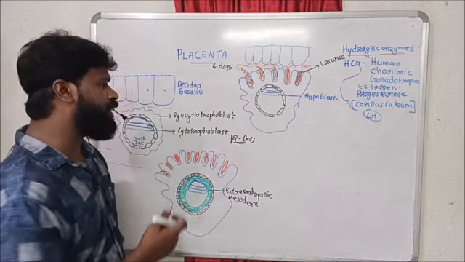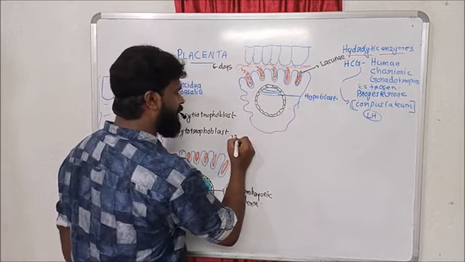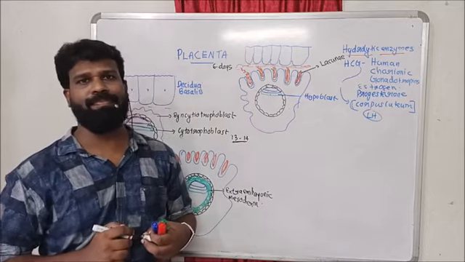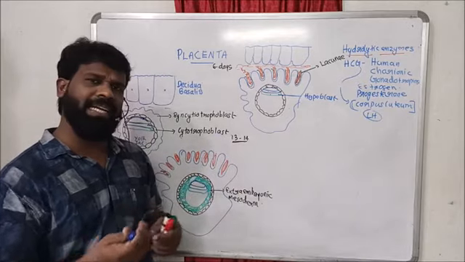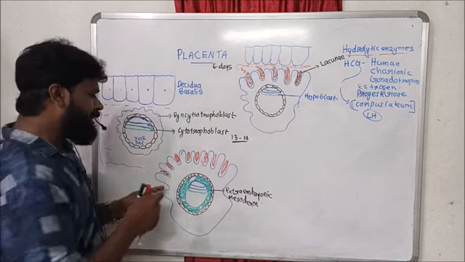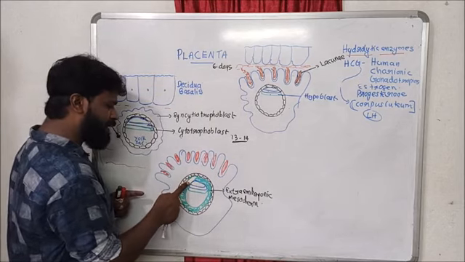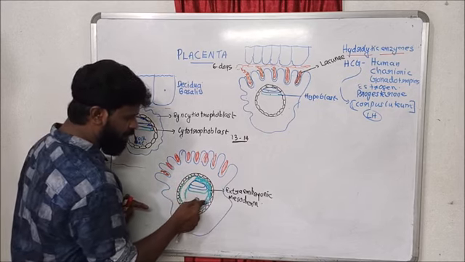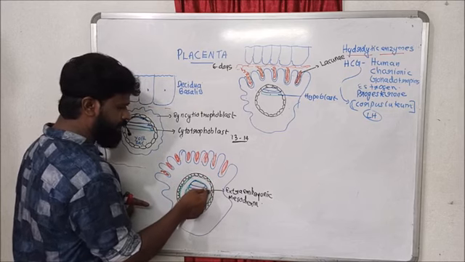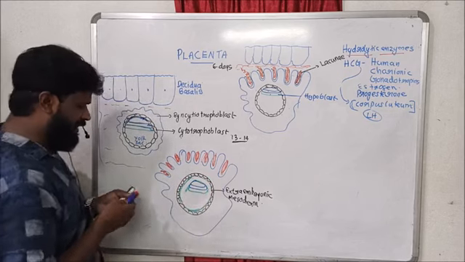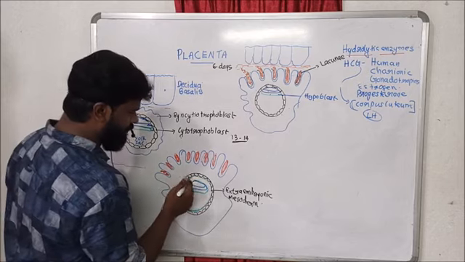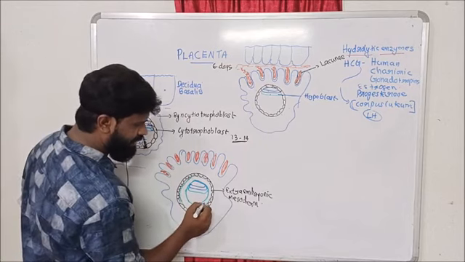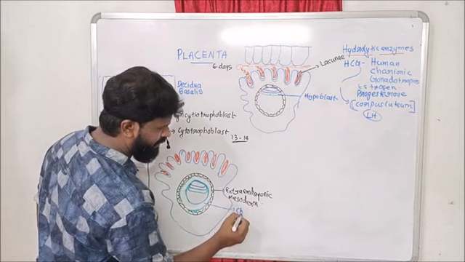Then about 13 to 14 days after fertilization, this extra embryonic mesoderm splits to form a cavity. A cavity is formed in this extra embryonic mesoderm. This formed cavity is called the chorionic cavity. Now this cavity is the chorionic cavity.